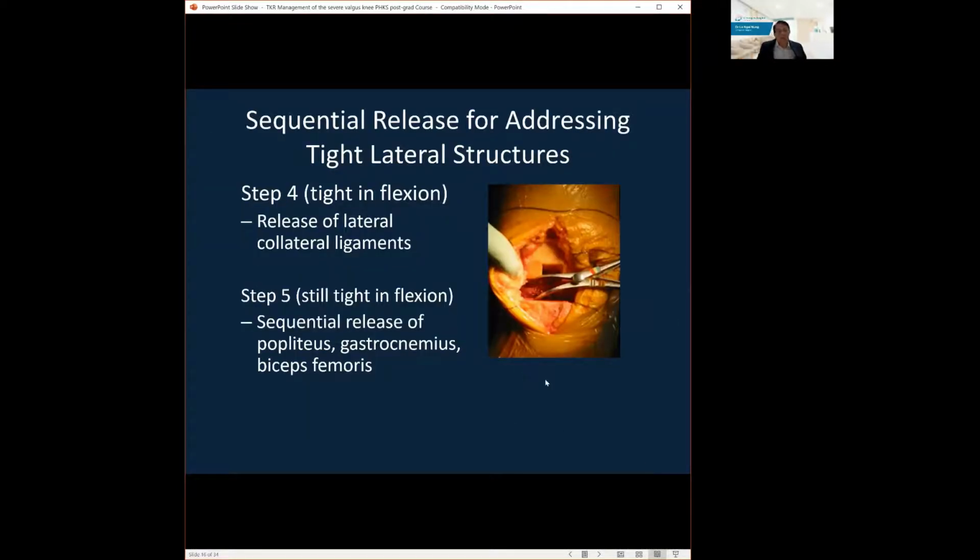Lastly, once we have it adequately released in extension, we put the knee in flexion, and we can then test with lamina spreaders whether we have a balanced flexion gap. If the knee persists in being tight in flexion, then with the knee in flexion with tensioners holding the knee apart, we use a 15 blade to pie crust the lateral collateral ligament at the femoral attachment side. If it's still tight, then we next release the popliteus tendon in the posterior lateral corner carefully.